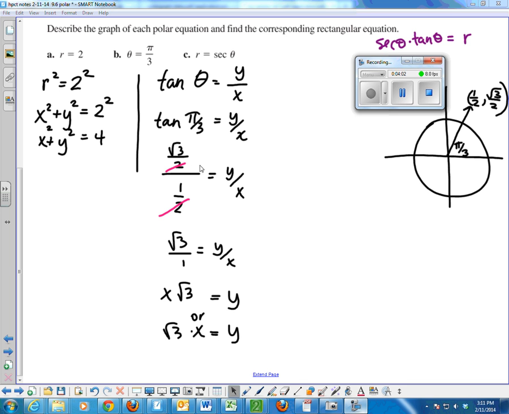Remember that Mrs. Baker can pause these as you need to so that you can catch up writing this down. The 2's will cancel here, and so this is radical 3 over 1 equals y over x. And we want this to look like a linear equation, so multiply both sides by x. You get y equals x times radical 3, or radical 3 times x. This way you can see that's a line with a slope of square root of 3.